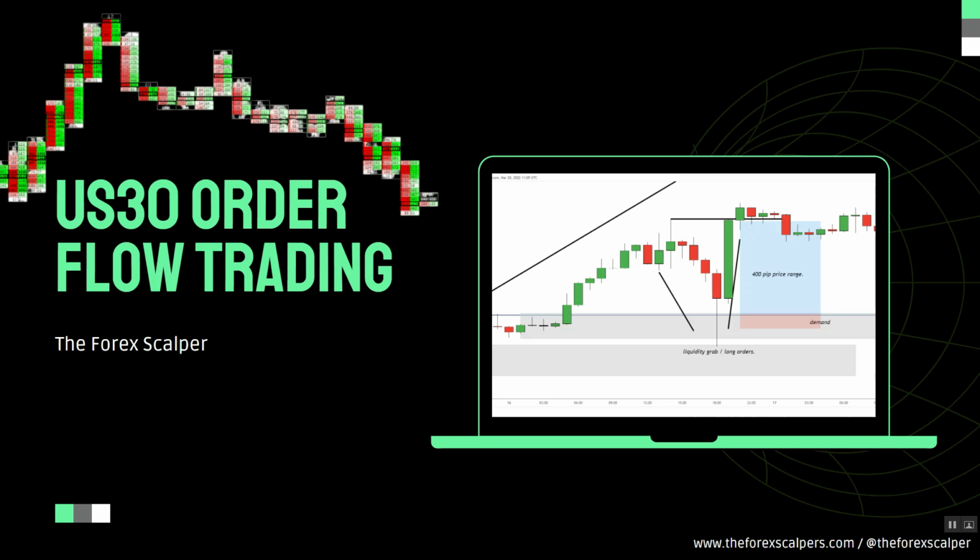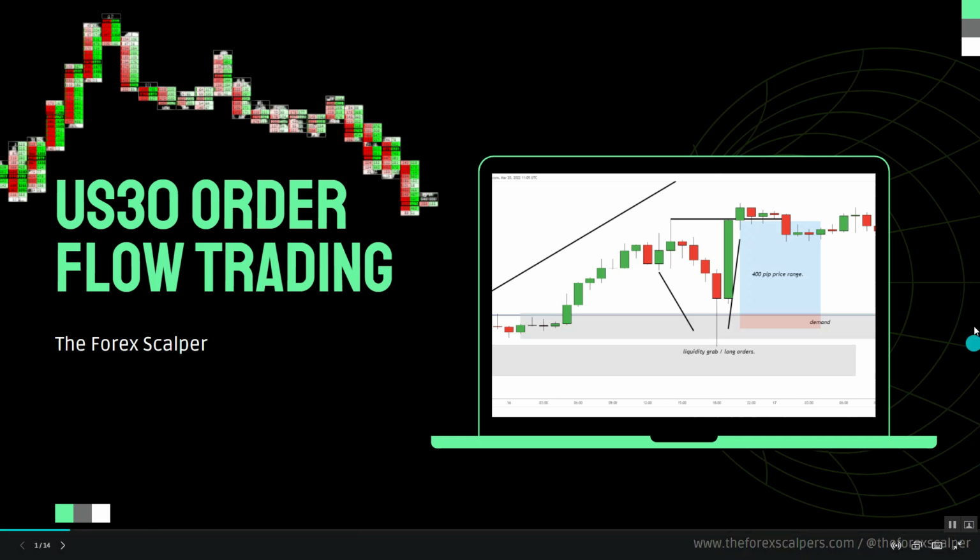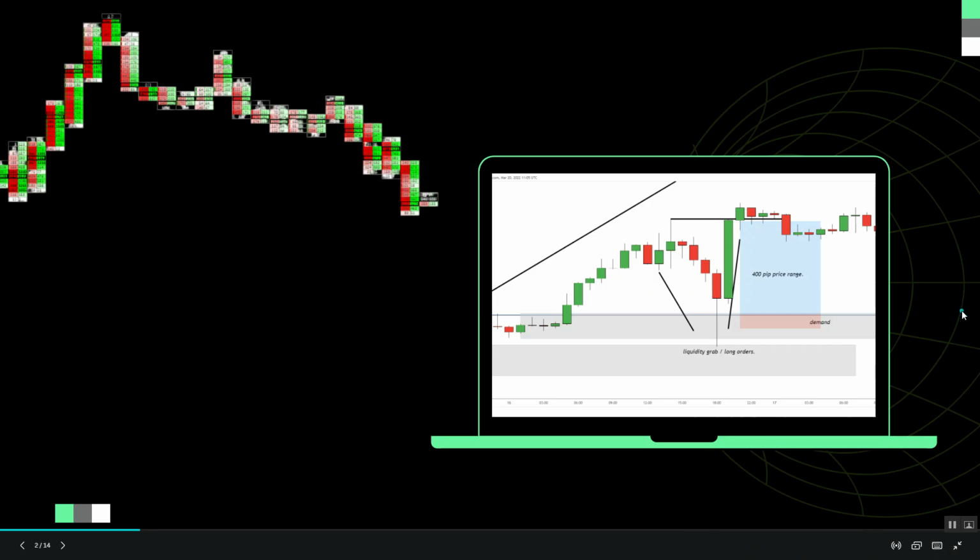We all know US30 is a great mover. We usually have ranges of 300, 400, 500 pips easily during the New York session or the London-New York overlap. It's definitely a New York mover because it's your US30, you know. I do like trading this asset. Okay, US30 order flow trading. Let's go to the first page that I created for you.